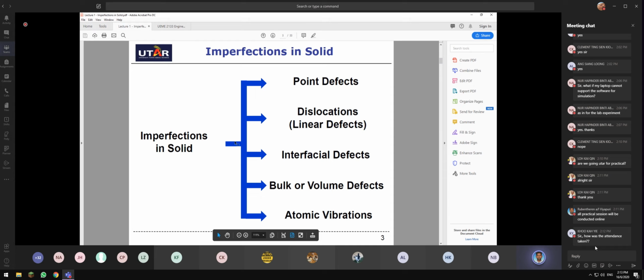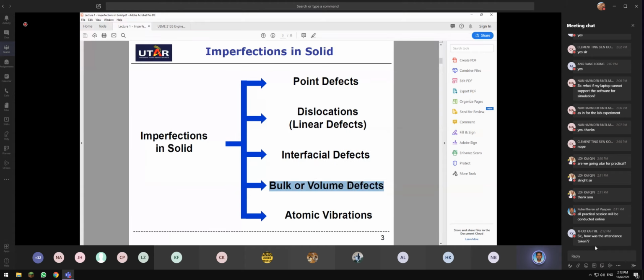Imperfection in solid branches out into 5 types, which are point defects, dislocation. Okay, the first one is point defect. I'll be discussing point defects in a while. And then you have dislocations, linear defects. Then you have interfacial defects.